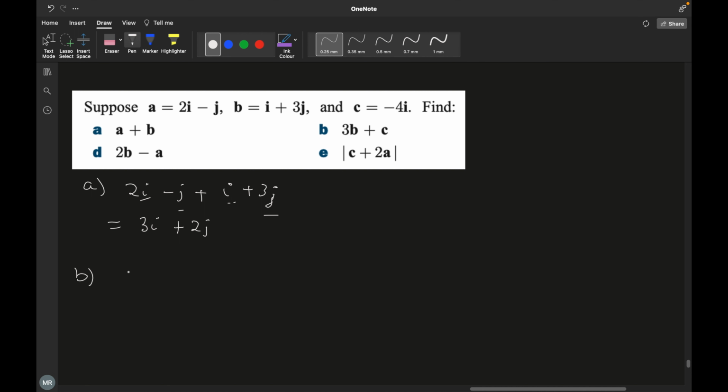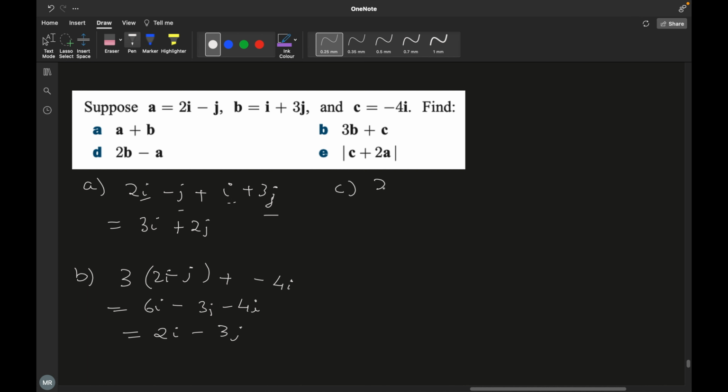Let's do B. 3 into 2i minus j plus minus 4i. It's 6i minus 3j minus 4i. We get 2i minus 3j.